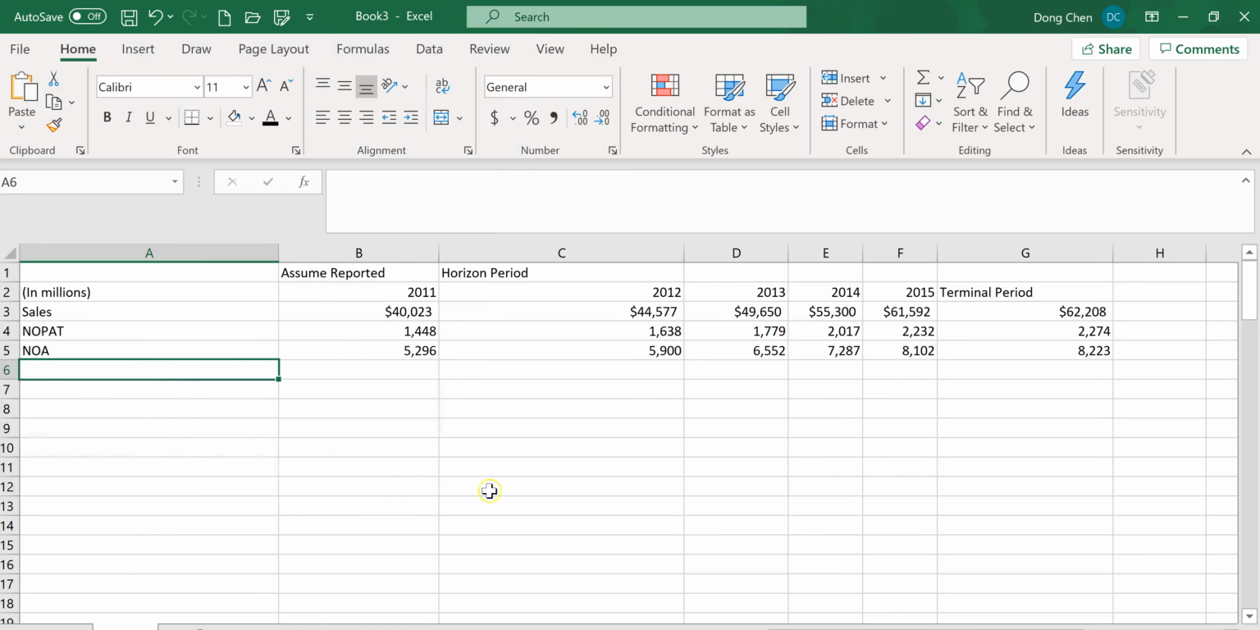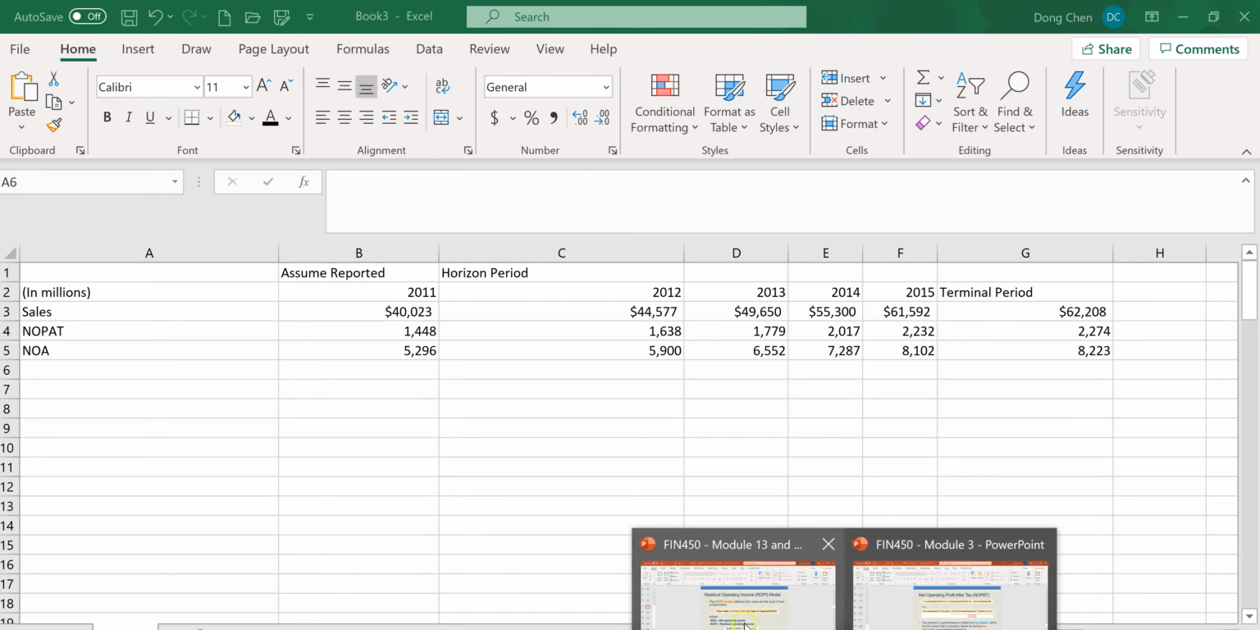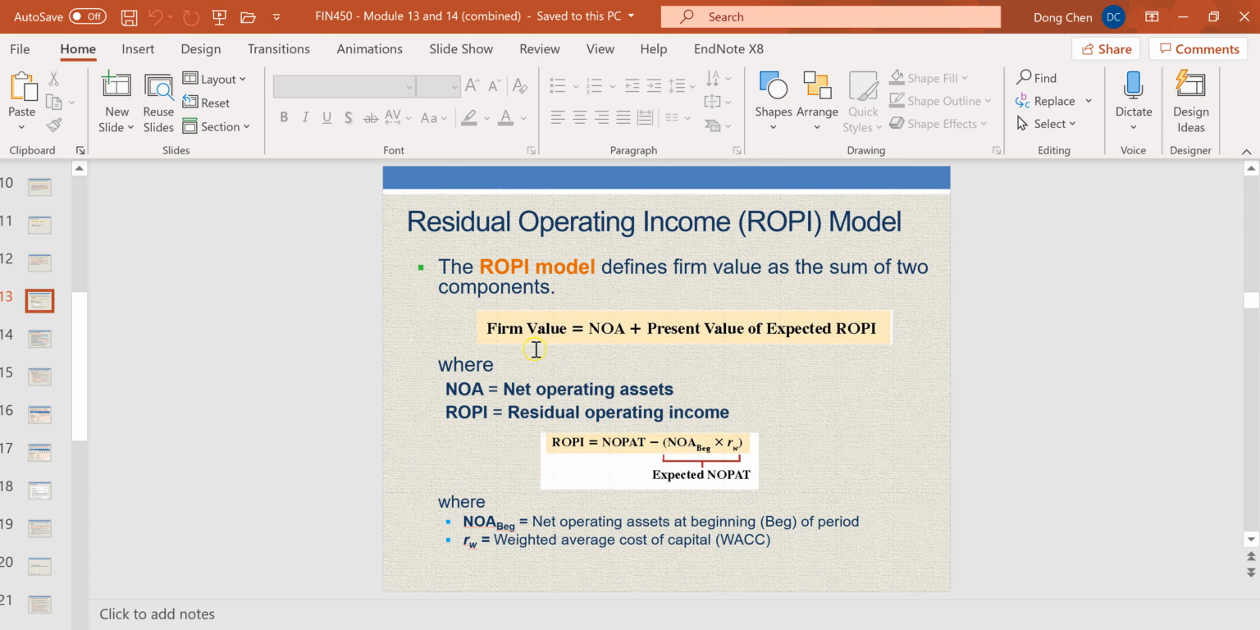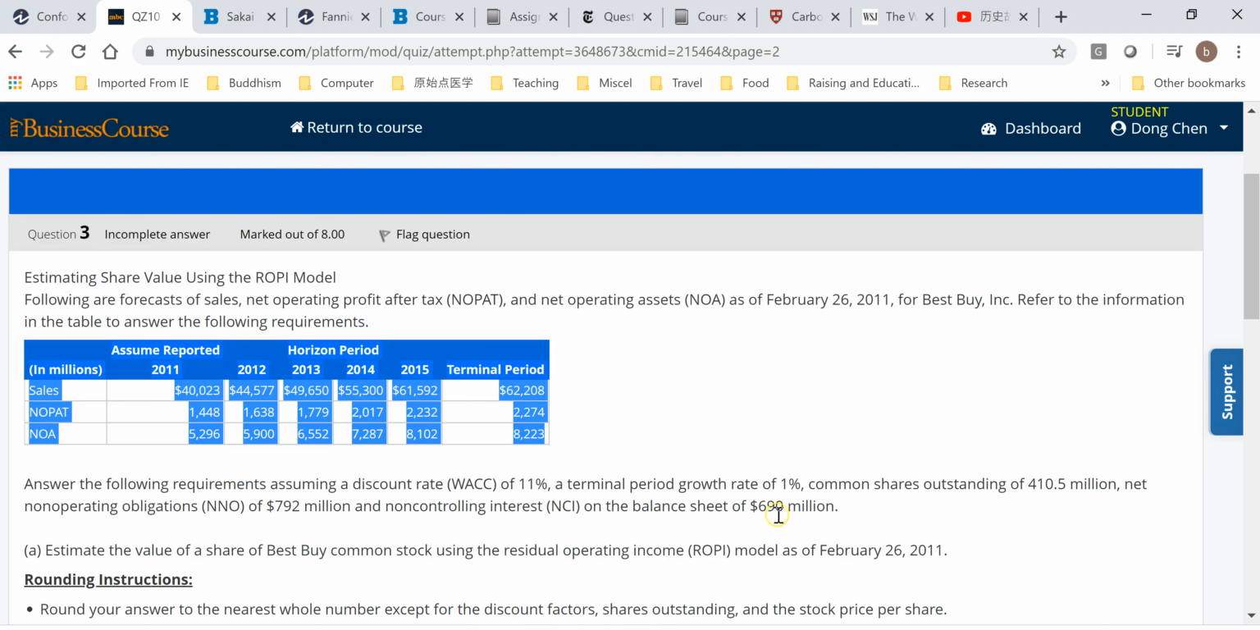Notice that in the ROPI model, the firm value equals NOA plus the present value of the expected ROPI. And ROPI is NOPAT minus the beginning value of NOA times RW. RW is the discount rate, also the weighted average cost of capital, right? So that's provided directly.